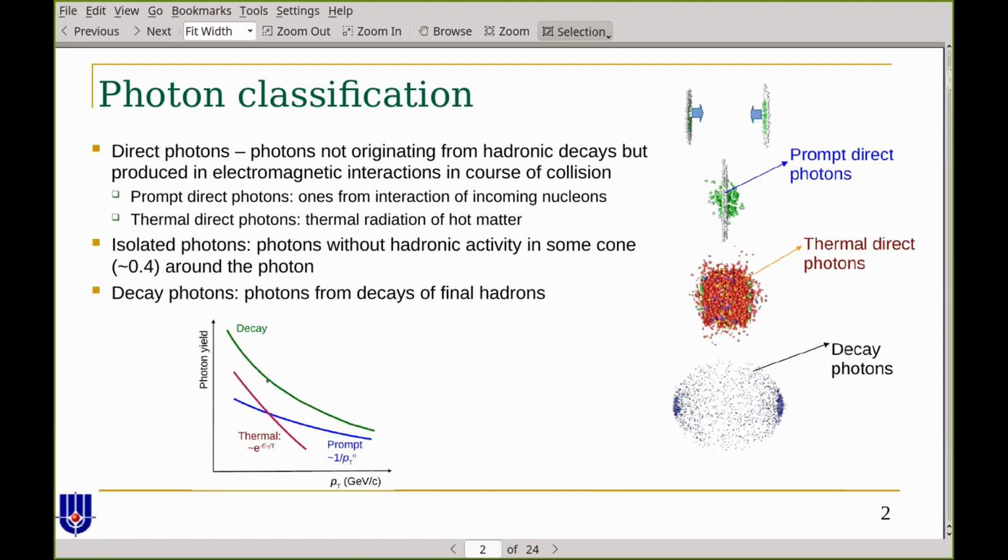thermal photons should have an almost exponential spectrum and, if they exist, should dominate at more or less low PT. Prompt photons will have a power-law spectrum and have to dominate at high PT. The yield of decay photons is much higher, and they dominate almost all PT.